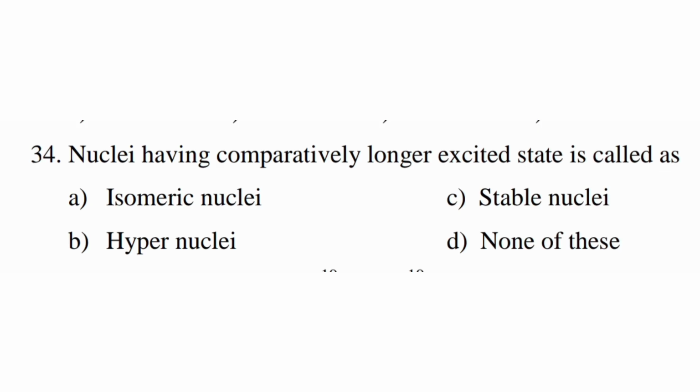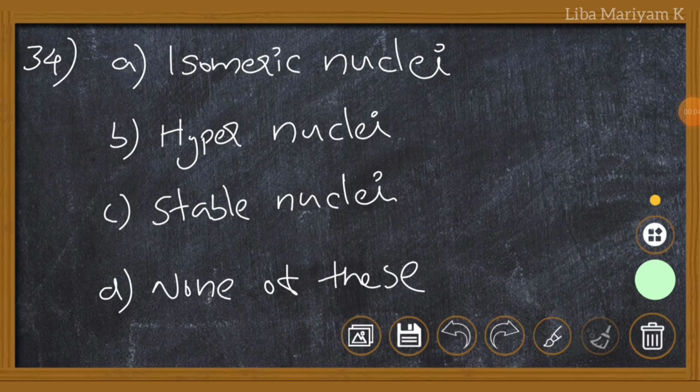Question number 34. Nuclei having comparatively longer excited state is called as. We know that the excited state is unstable due to extra energy. That is excited സ്റ്റേറ്റിലേക്ക് പോകുന്നതോറും സ്റ്റെബിലിറ്റി കുറയുകയാണ് ചെയ്യുക. Therefore here suitable answer is option D, none of this. ഇതിൽ ബാക്കിയുള്ളത് നോക്കുമ്പോൾ ഐസോമറിക് ന്യൂക്ലിയ വിത്ത് സെയിം അറ്റോമിക് നമ്പർ ആൻഡ് അറ്റോമിക് വെയ്റ്റ് ബട്ട് ഡിഫറെന്റ് ഇന്റേണൽ സ്ട്രക്ചർ. Hypernuclear, a nucleus which contains at least one hyperon in addition to the normal protons and neutrons.